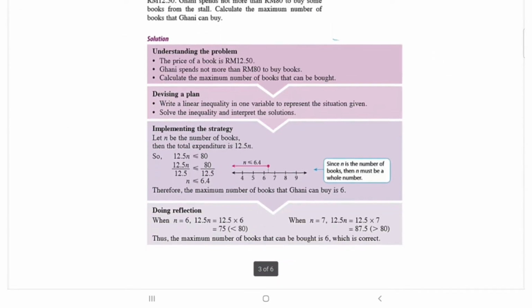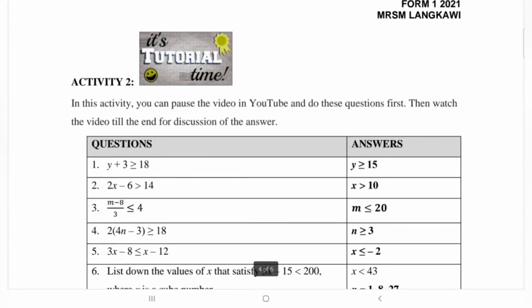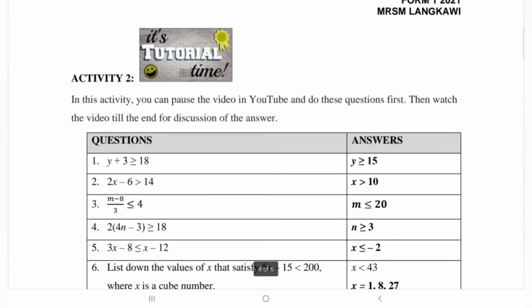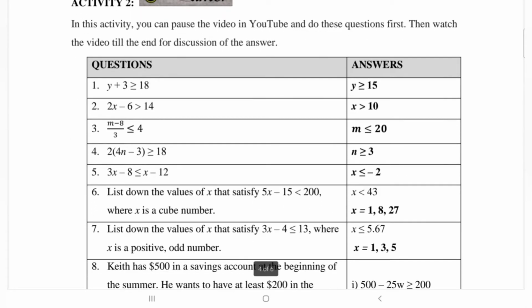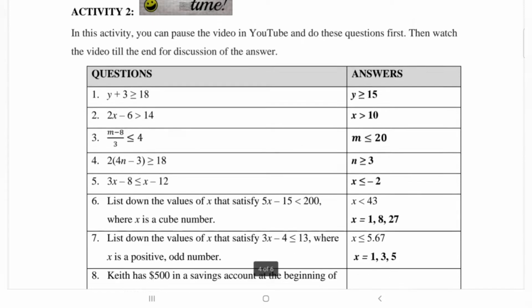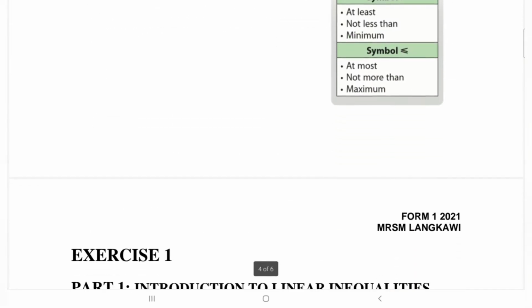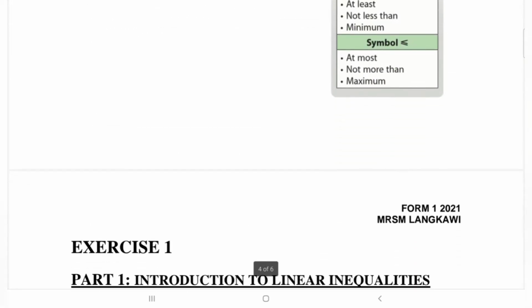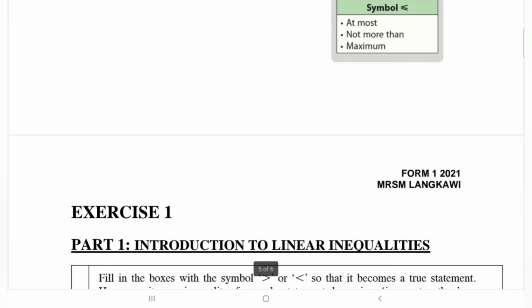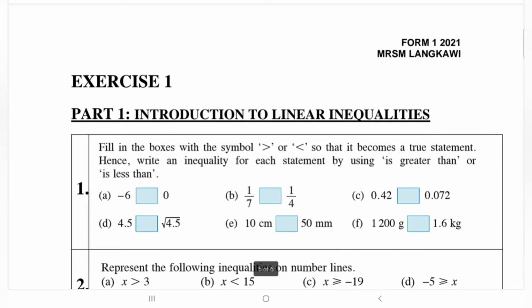And for the tutorial time, activity 2, you can pause the video first and try to do it, and watch the video for the discussion of the answer. Okay? So this one you don't need to submit. The one you have to submit is exercise 1. So we will have 10 questions. Watch this video until the end, understand it, then do the exercise.